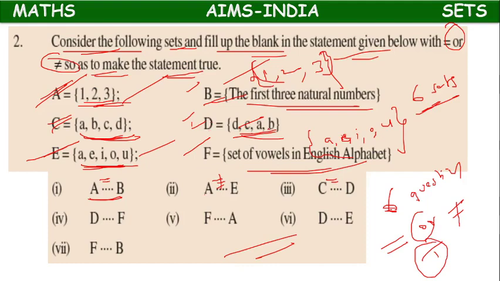D, F. In D, A, B, C, D are there. In F, A, E, I, O, U are there. Not equal. F, A. Not equal. D, E. Not equal. F, B. Not equal. F, B. Not equal. Okay.